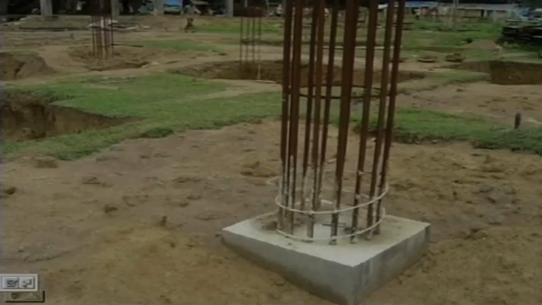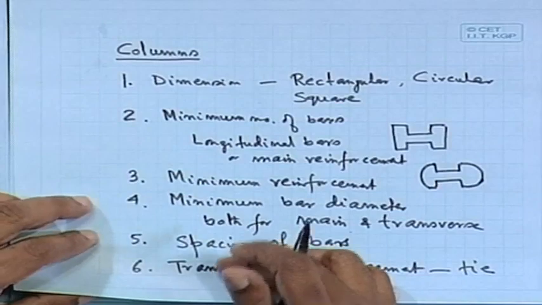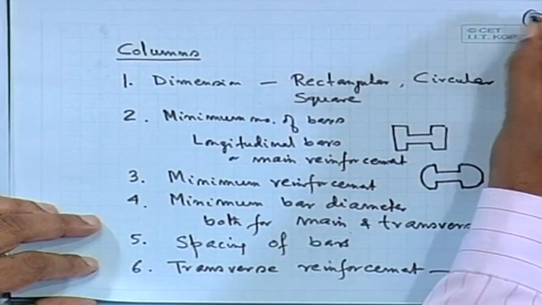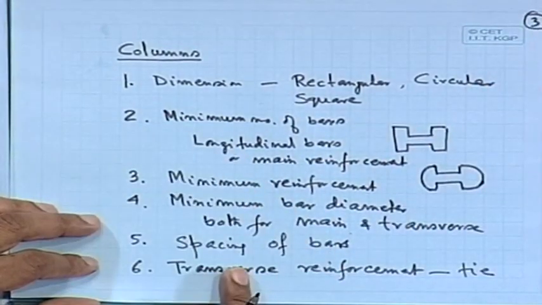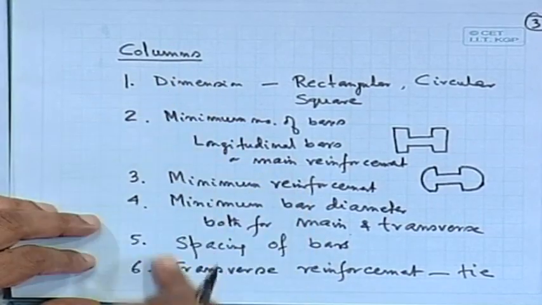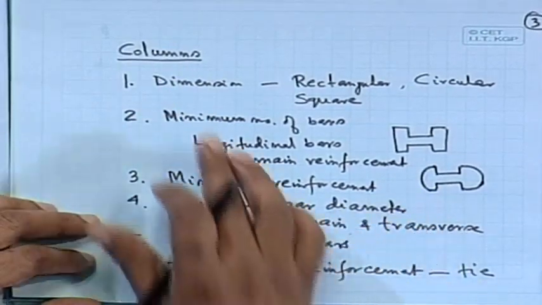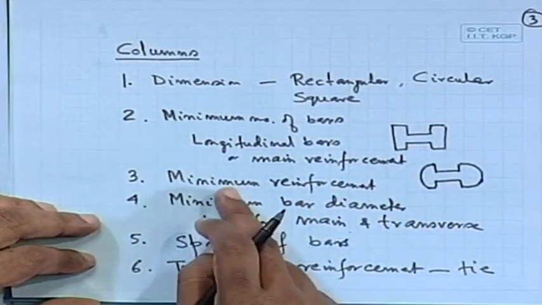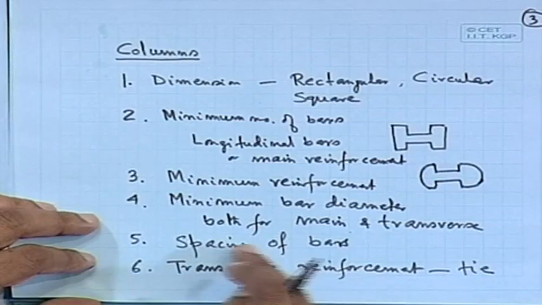And this is your, say, one circular column with spiral. That means not only can we provide ties, but you can also provide a spiral binding like this, it can go. Okay. So, when we come to this one, these are the different components that we have to provide. In addition to that, when we consider all of them, the column dimension, then the minimum number of bars, minimum reinforcement, the transverse reinforcement, all those things we have.